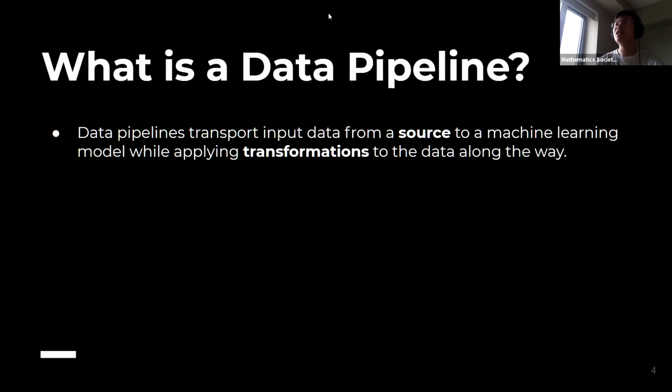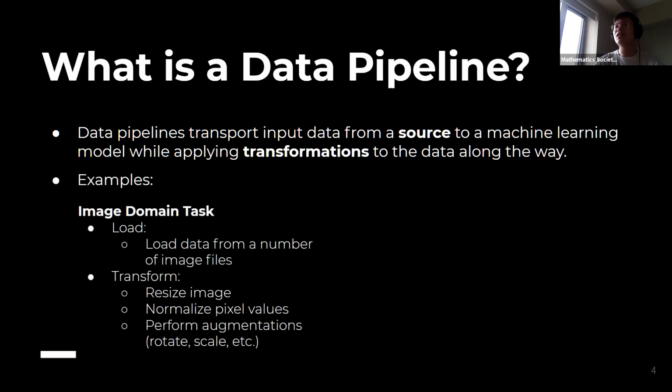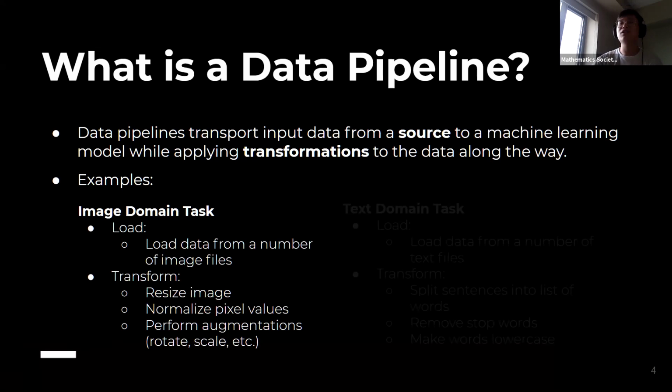So let's begin. What is a data pipeline? In the context of machine learning, data pipelines transport input data from a source to a machine learning model while applying transformations to the data along the way. An example is an image domain task, where we want to load data from a number of image files and then transform them: resizing the image, normalizing the pixel values, and performing augmentations such as rotate, scale, etc.